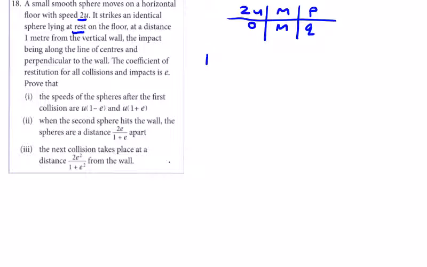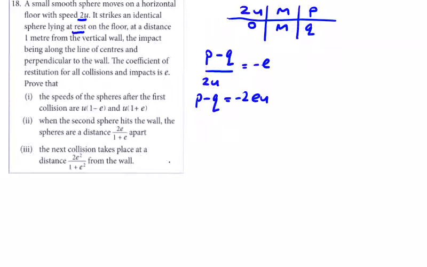So let's try and do this without the formulas here. We've written them out in all the other questions. P minus q over 2u minus 0, just 2u, is equal to minus e. So P minus Q is equal to minus 2eu. We also have V1 minus V2.